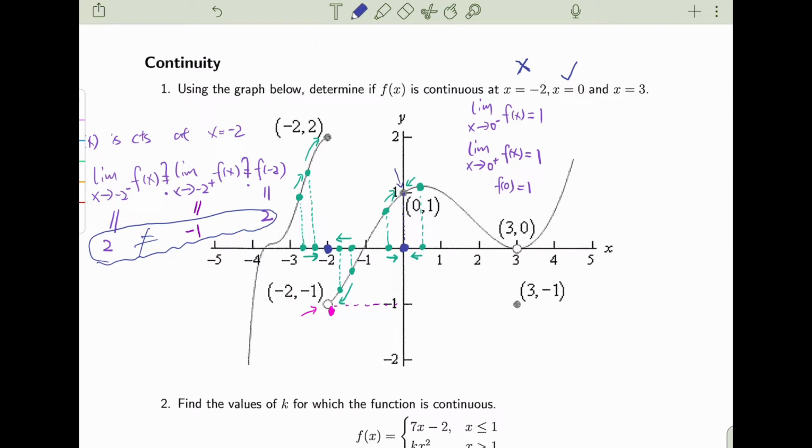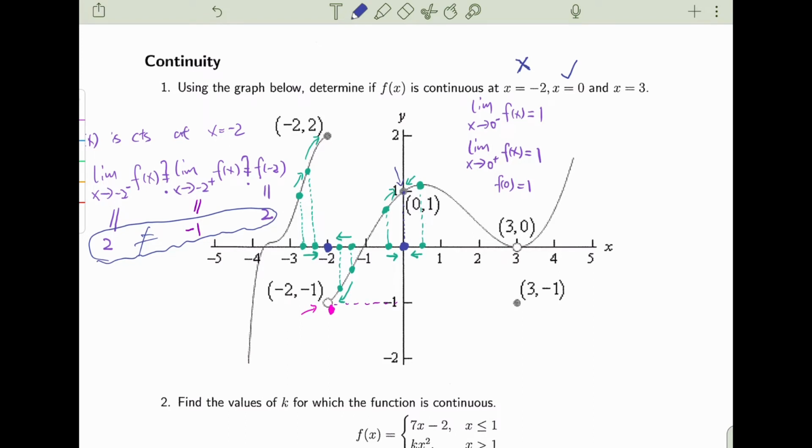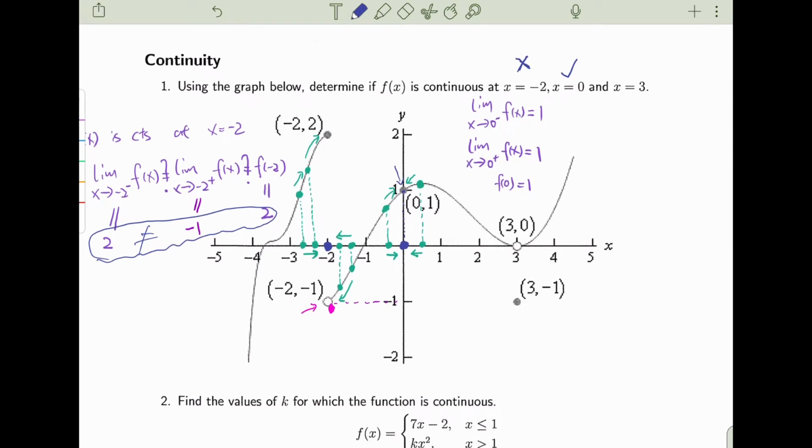So you see that with the same method, we go through these three things: find the left limit, the right limit, and the value of the function, and check whether they are the same. It's kind of straightforward. Now let's do the third one. Okay, third one.